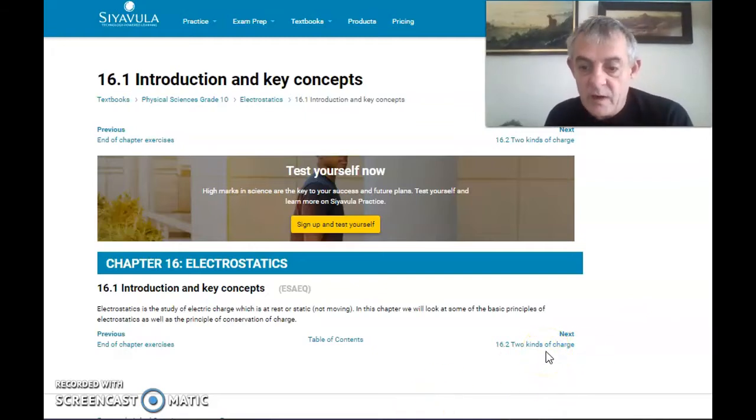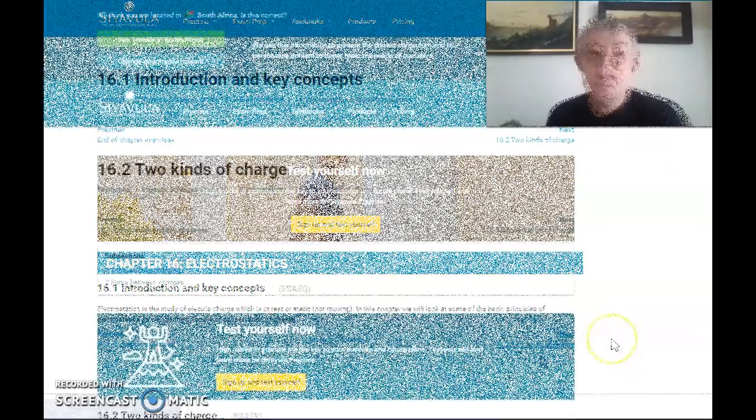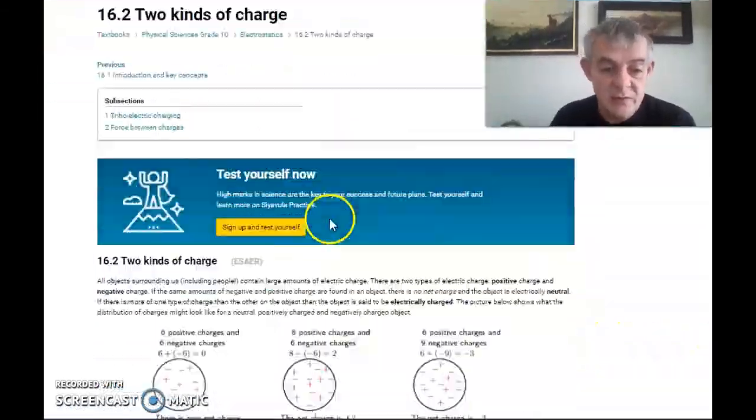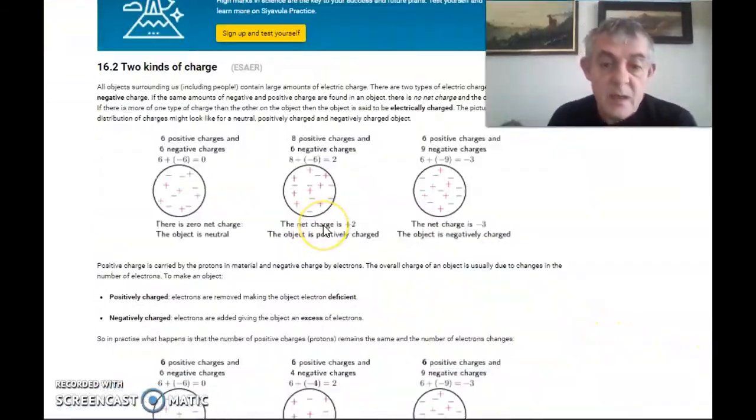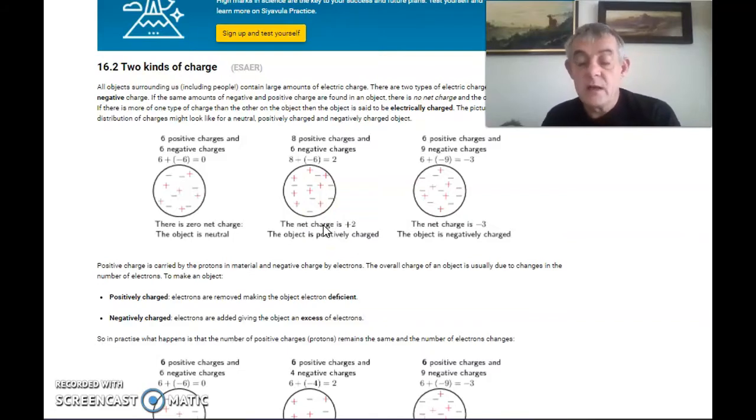Then moving on to the next subsection, which is two kinds of charges. The section dealing with two kinds of charges explains what the two different charges are. If you think back to the structure of the atom, you should remember that there are protons and there are electrons. Protons are positively charged, electrons are negatively charged.